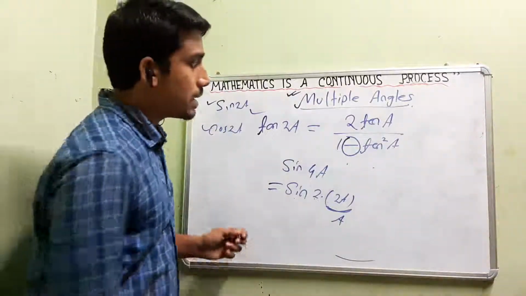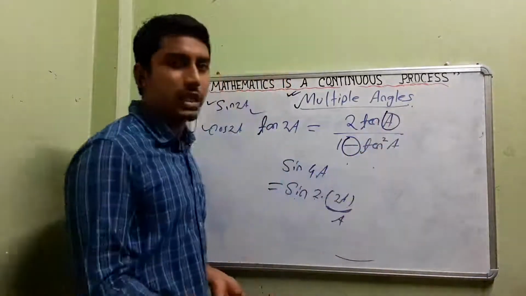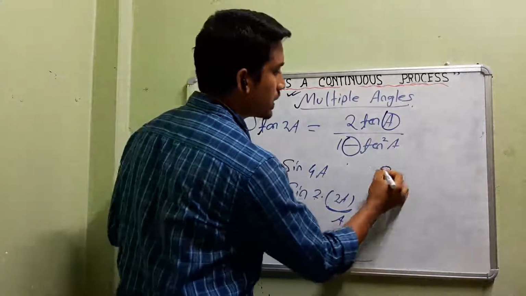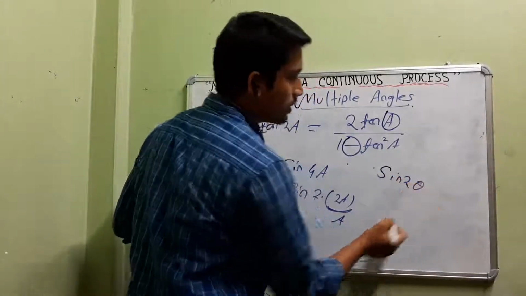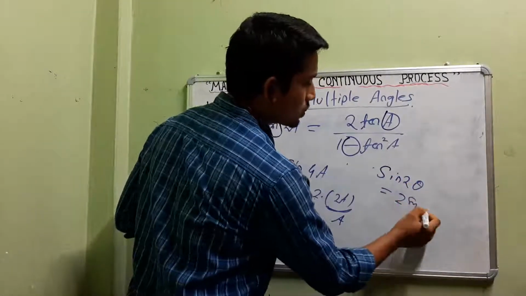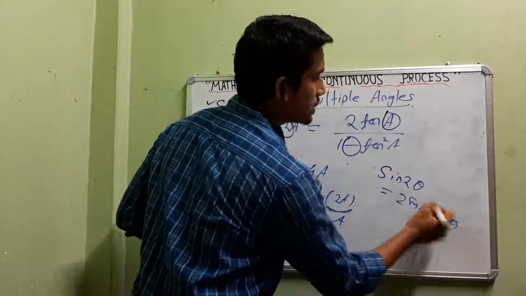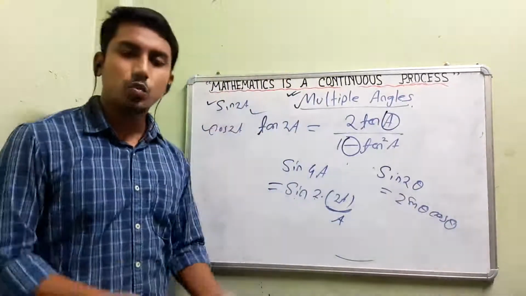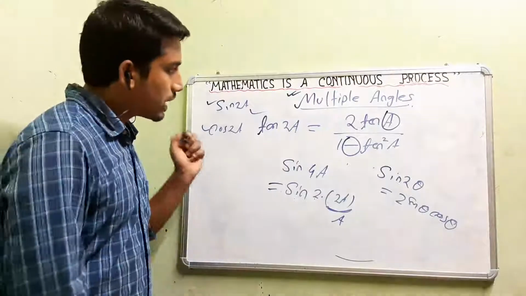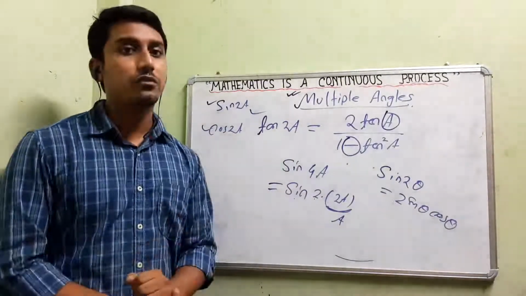What I am telling is, we can use A or we can use theta also. In some books you will get the formulas in theta, like sin 2 theta. That will be the same, 2 sin theta cos theta. They are using theta and we are using A here. You may use any angle. So these are the formats, very important, very necessary.